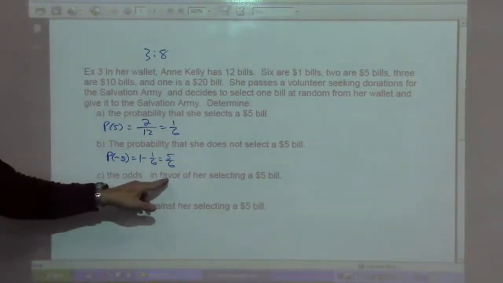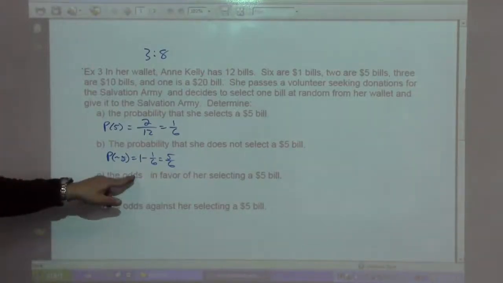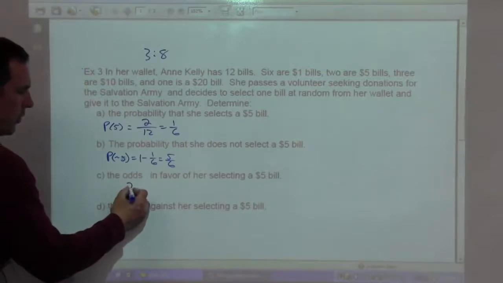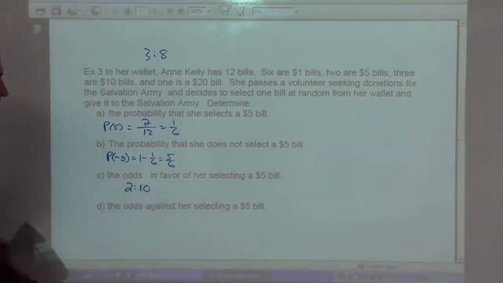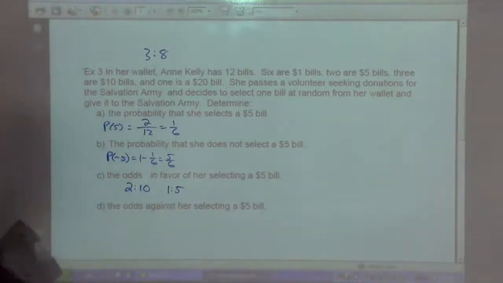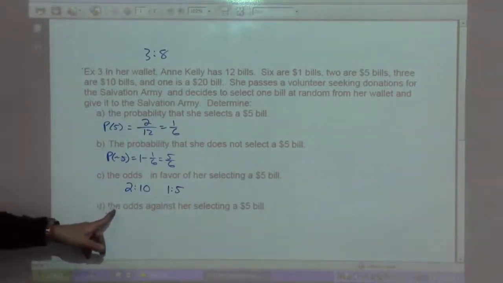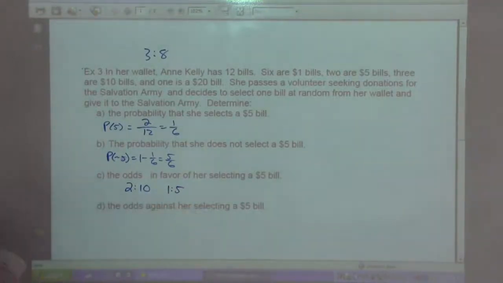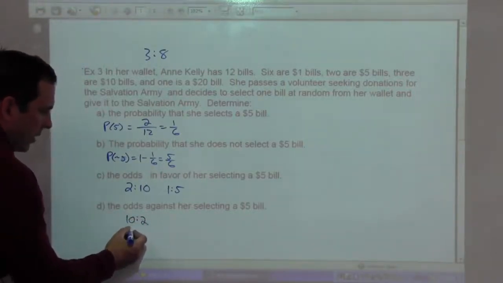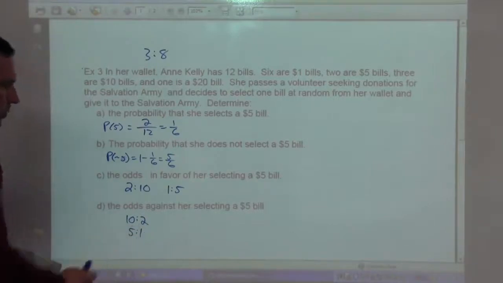The odds in favor of her selecting a $5 bill. So this is odds. How many $5 bills? There are 2 $5 bills and 10 non-$5 bills. That'd be 1 to 5 if you divide both by 2. And the odds against her selecting a $5 bill: there are 10 non-$5 bills, 2 $5 bills. That's 5 to 1.